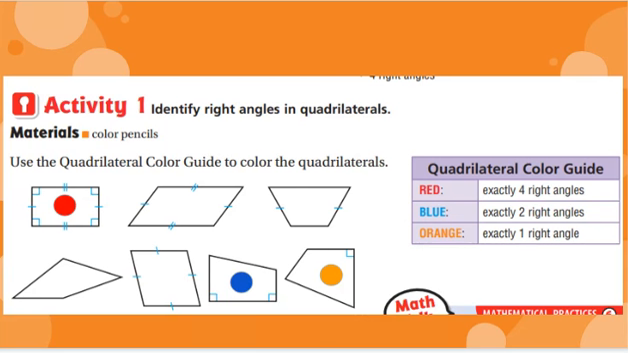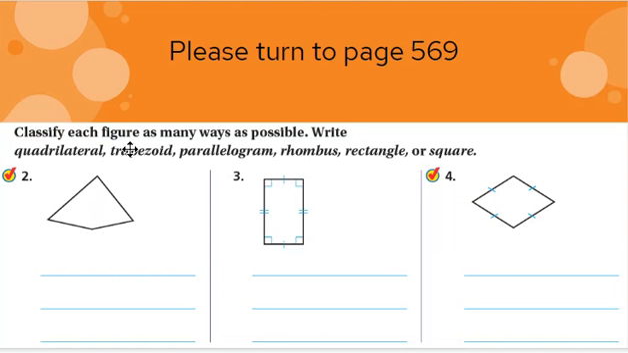You ready to keep on going? All right. Go ahead and turn to page 569 and pause if you need more time. You're always welcome to have the time that you need. And what we're doing right here is classifying each figure as many ways as possible. So we're writing quadrilateral, trapezoid, parallelogram, rhombus, rectangle, or square, and some of these might be able to have more than one way of classifying.